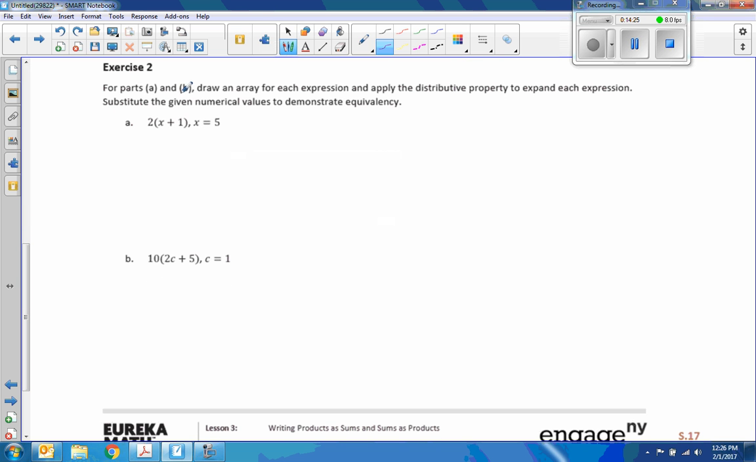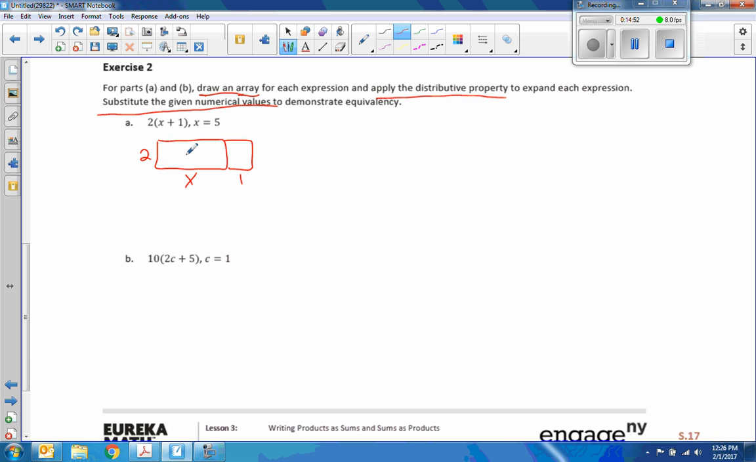Exercise 2, for parts A and B, draw an array for each expression and apply the distributive property. Substitute the given number in and find its equivalence. So there's 3 things we have to do. First thing is draw an array. So here is x, here is 1, here is 2.